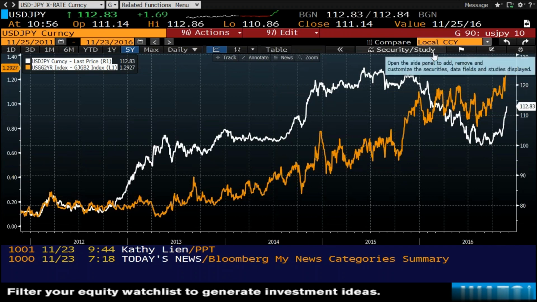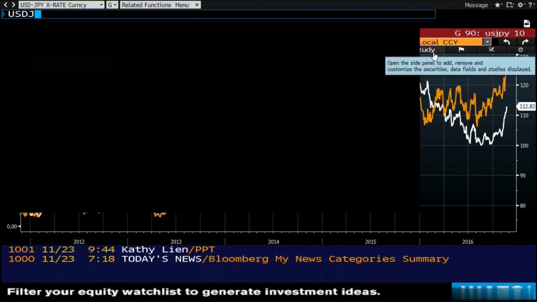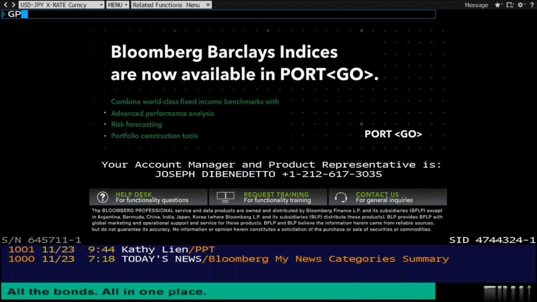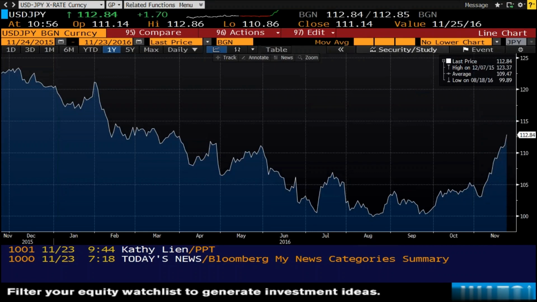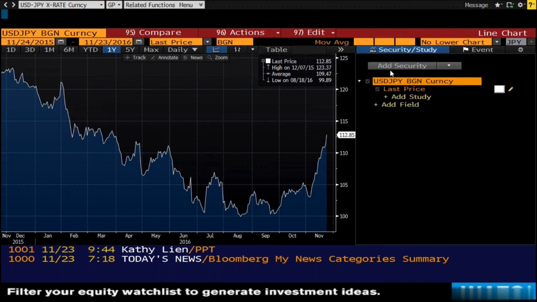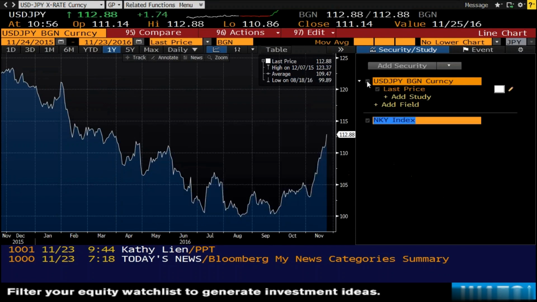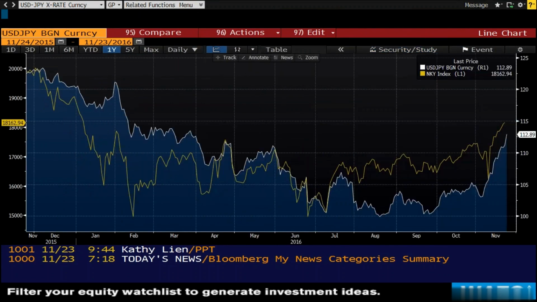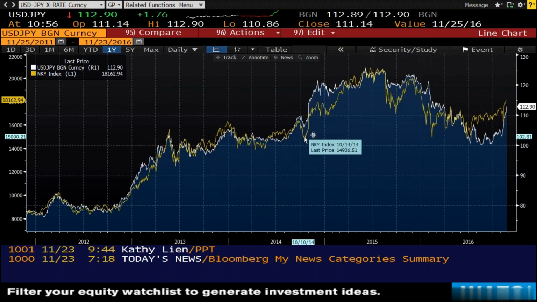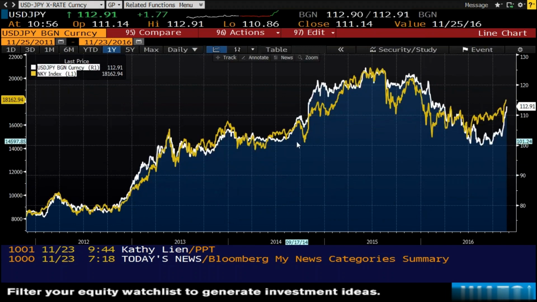Also, very strong correlation between dollar yen and the Nikkei. But I think it actually works the other way, where when dollar yen rises, the Nikkei rises because the weakness of the yen is good for Japanese companies. But sometimes when we have a big move in the Nikkei, that can also affect how dollar yen trades. So this is a 5-year chart. The yellow line is the Nikkei. The white line is dollar yen, and you can see very strong correlation between these two different instruments.